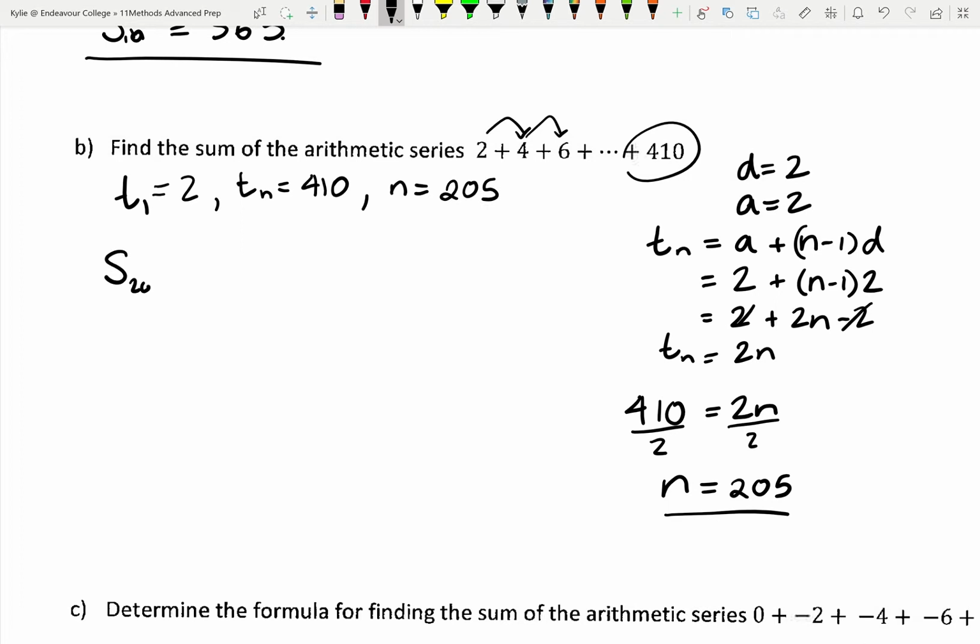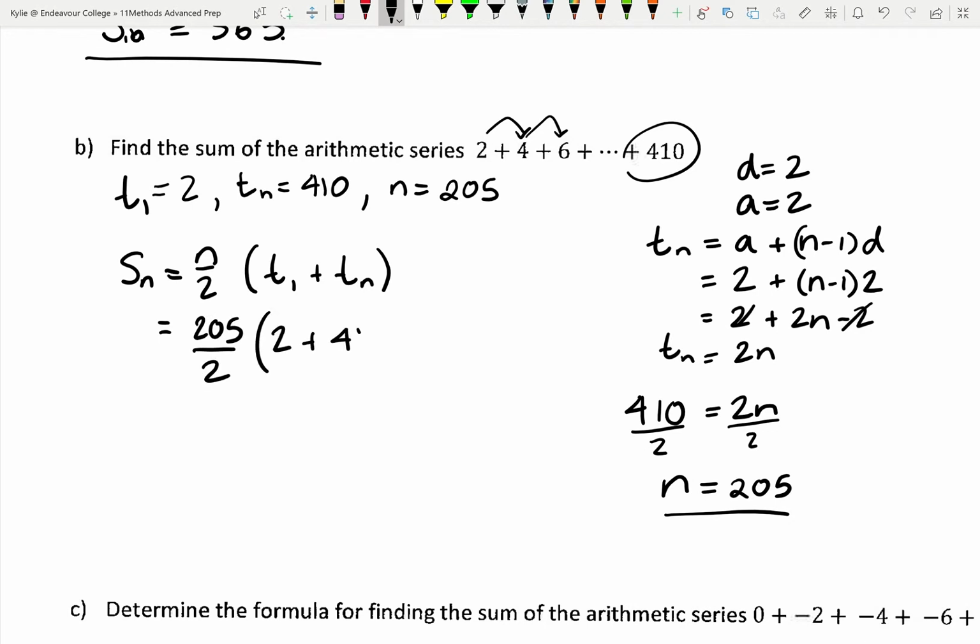So the sum to 205 is, in fact we'll do it with the general form first, n on 2 times T1 plus Tn, which is 205 divided by 2, T1 is 2 plus Tn is 410. Put that into your calculator and out comes 42,230. So the sum to 205 terms is 42,230.